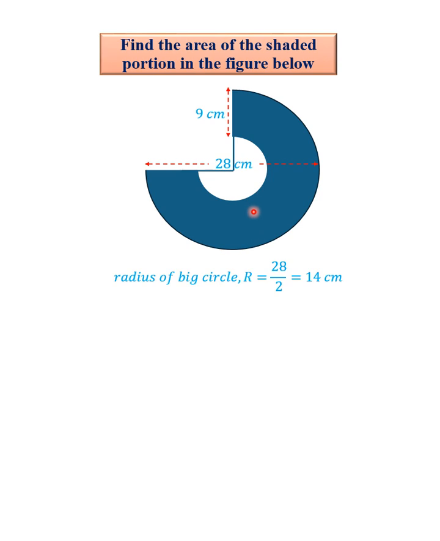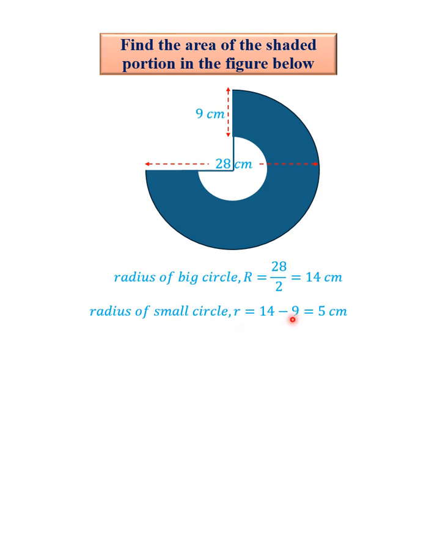Now we need to know the radius of the small circle, which is just from this point to this point, or you can say from this point to this point. If this length is 9 centimeter and we know the radius of the big circle is 14, it means what is left will be the radius of the small circle, and that will be 14 minus 9. So the radius of small circle, lowercase letter r, will be equal to 14 minus 9, and that is 5 centimeter. Now we know the radius of the big circle and the radius of the small circle.